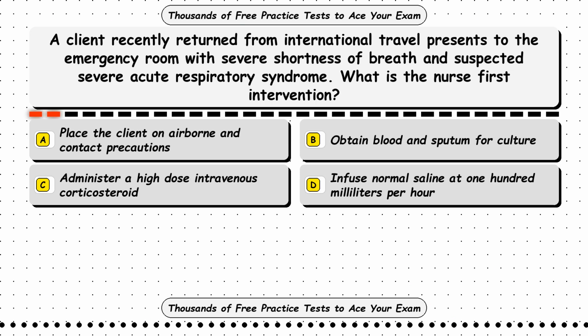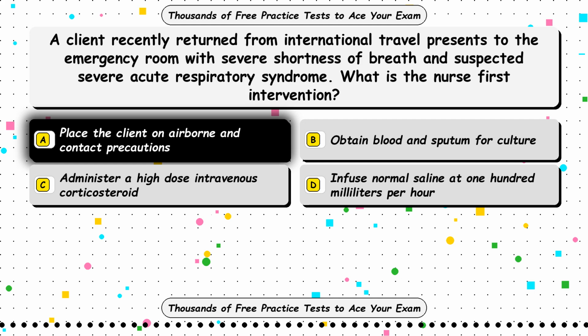Question 113. A client recently returned from international travel presents to the emergency room with severe shortness of breath and suspected severe acute respiratory syndrome. What is the nurse's first intervention? Option A. Place the client on airborne and contact precautions. Option B. Obtain blood and sputum for culture. Option C. Administer a high-dose intravenous corticosteroid. Option D. Infuse normal saline at 100 ml per hour.